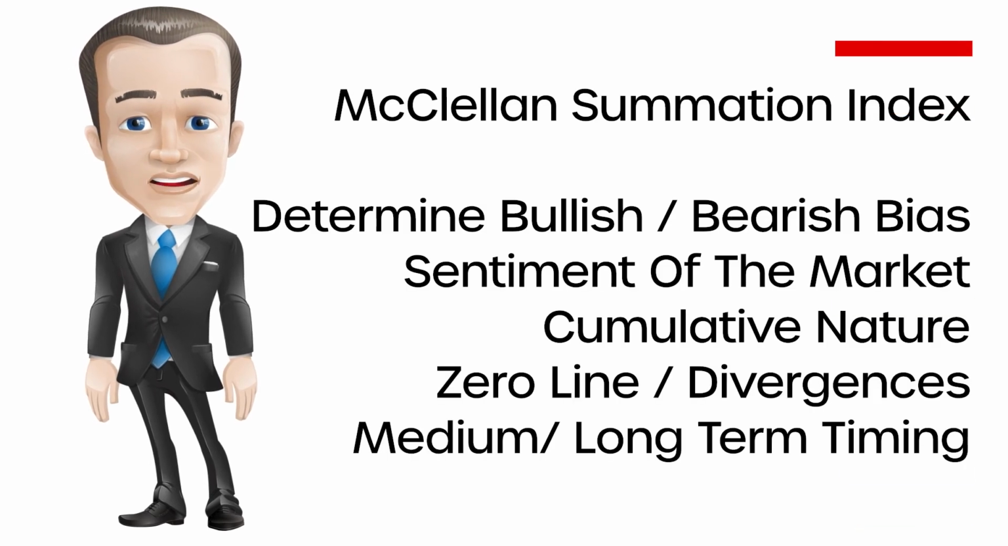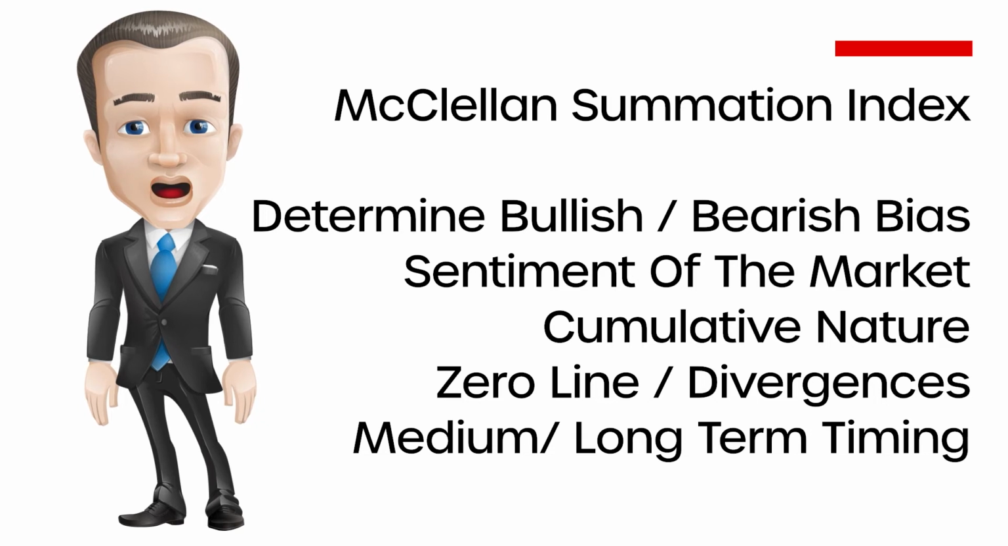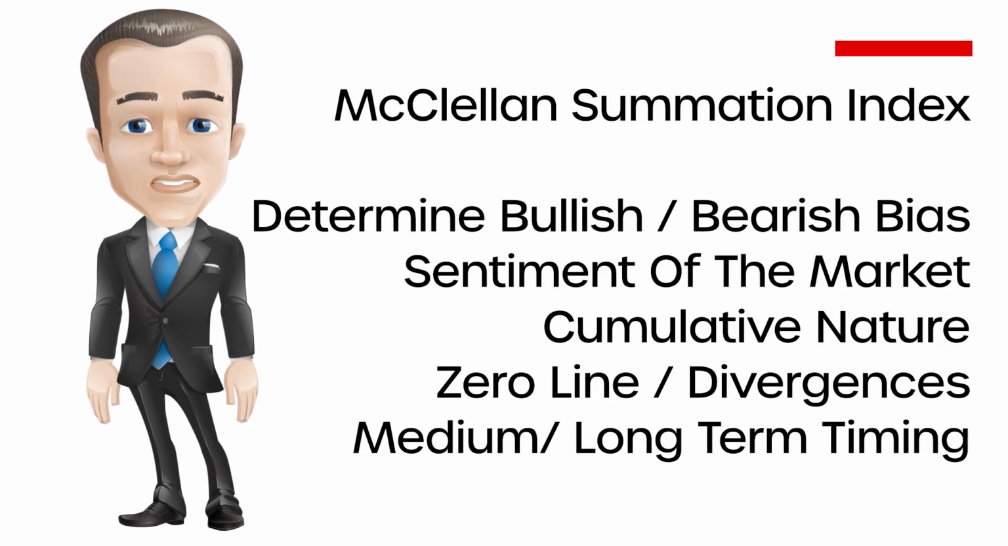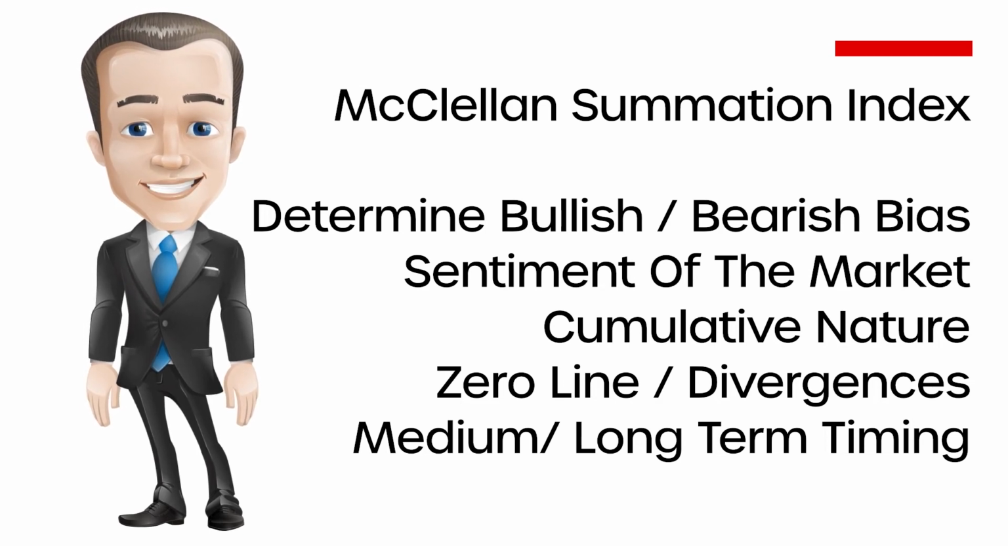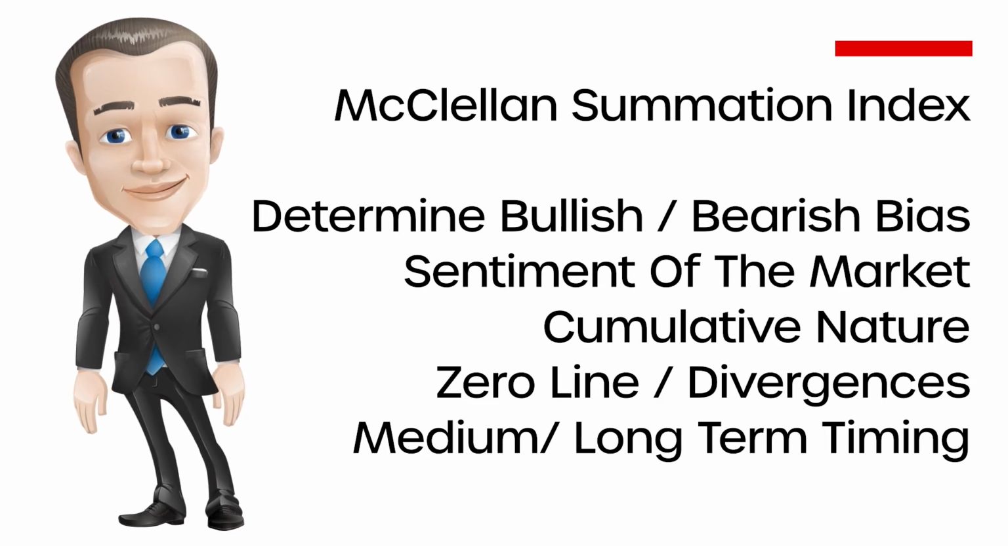What does the McClellan Summation Index measure? The McClellan Summation Index is utilized in technical analysis to determine bullish or bearish biases and trend strengths. It offers a way of assessing the sentiment of the market by checking whether the market is predominantly going up or down. Analysts see it as a different way of assessing the state of the market rather than checking the price movements of the composite index, such as the Nasdaq Composite Index.